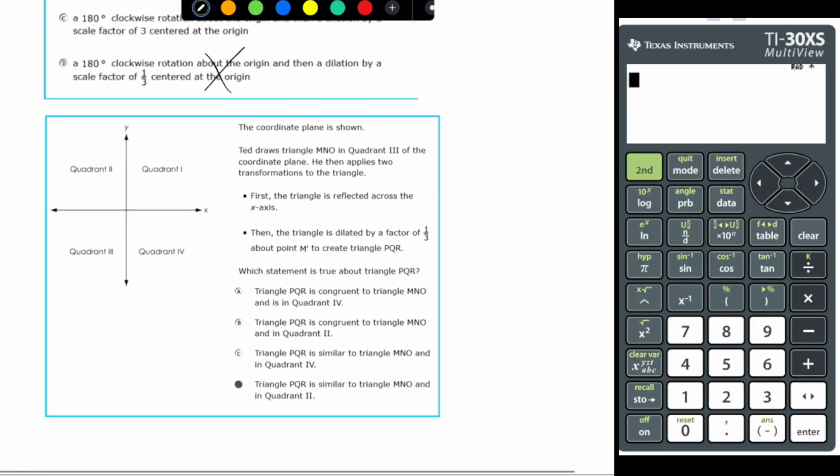The coordinate plane is shown. Ted draws triangle MNO in quadrant 3 of the coordinate plane. All right, let's draw a triangle MNO. Huzzah. He then applies 2 transformations to the triangle.